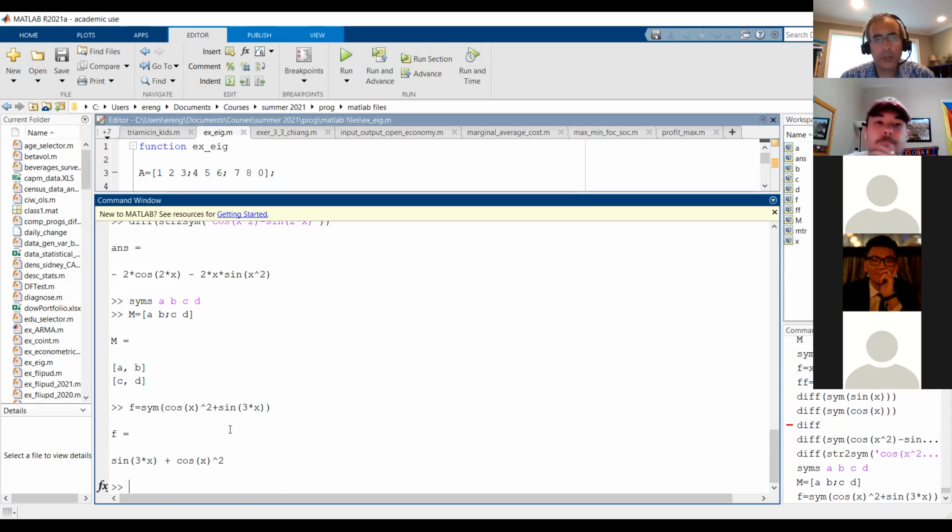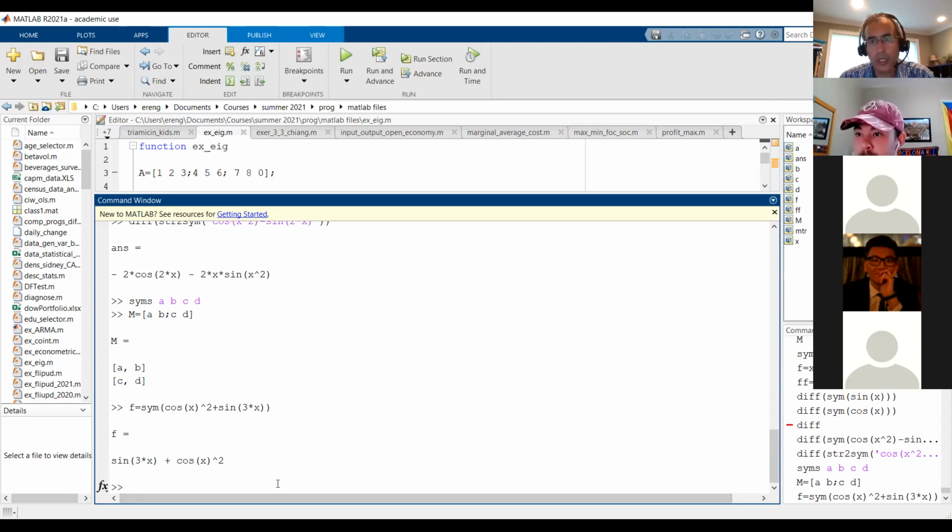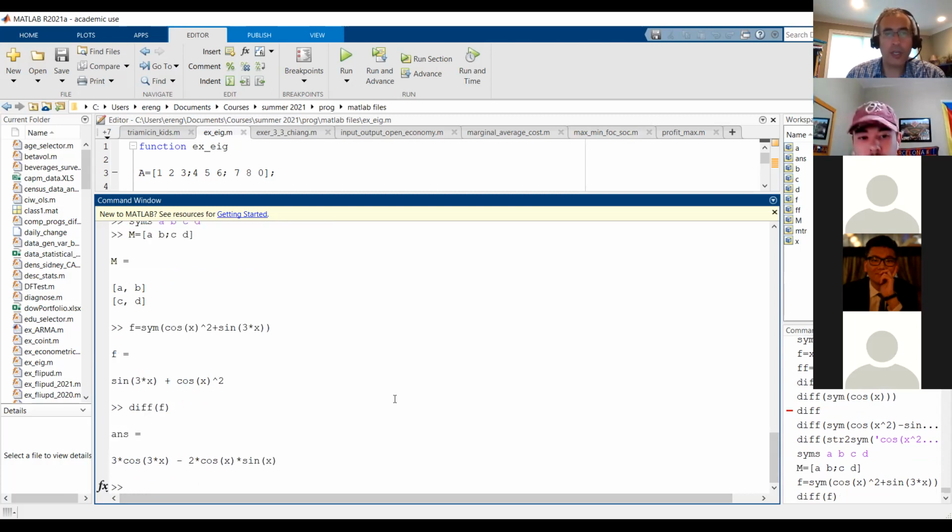Question: why don't you just define symbolic x and then type out the function? Oh yeah, you can. Yeah, definitely, okay. And actually, that's one of the ways that I always use, the symbolic first, and then you define whatever you want. But in any case, you can do this. And then basically what you want is diff of f, right? And here we go.